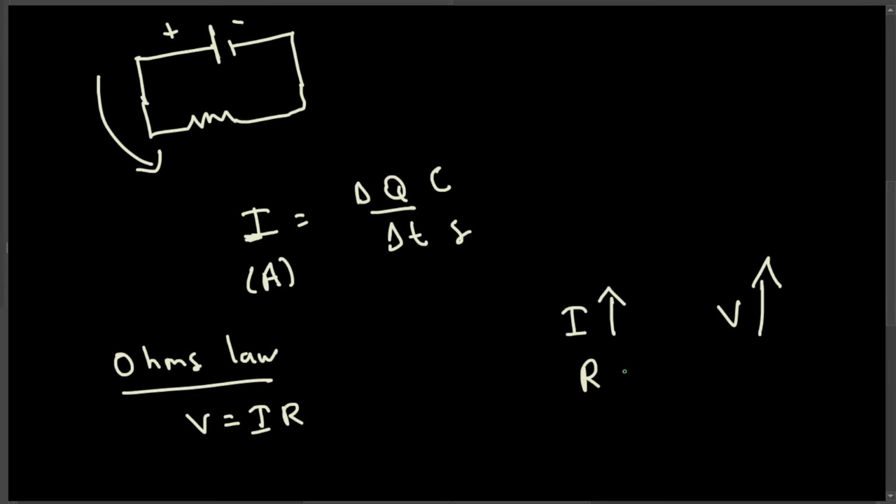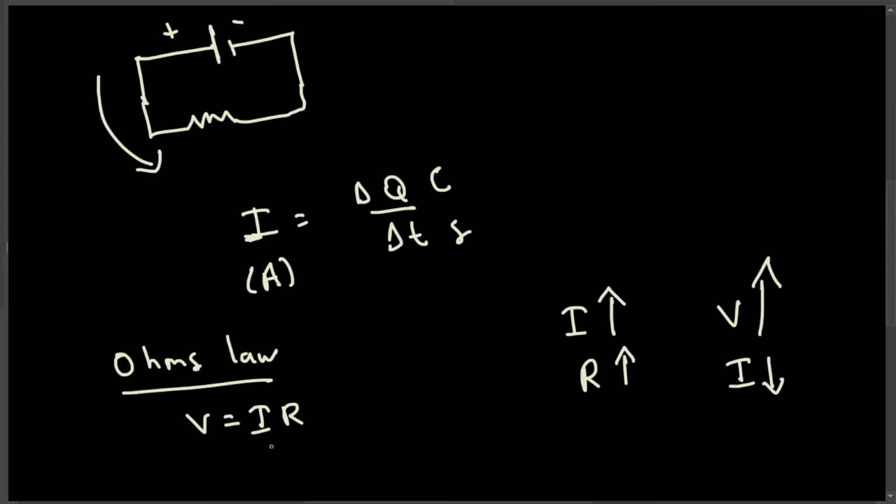If you increase the resistance, what's going to happen to the current? If you bring the resistor to the other side of the equation, you can see I and R are inversely proportional. So if you increase the resistor, the current is going to decrease. Okay, so this is the relationship between current, resistor, and the voltage.